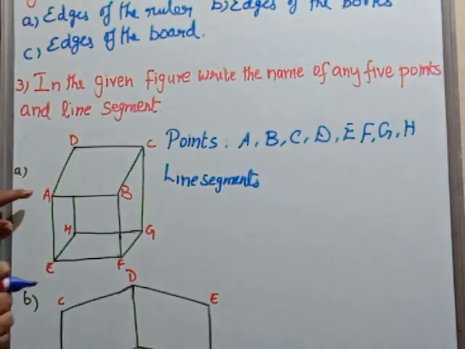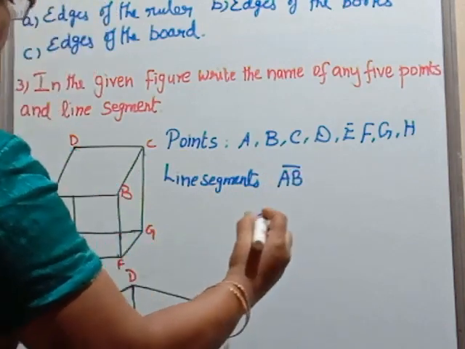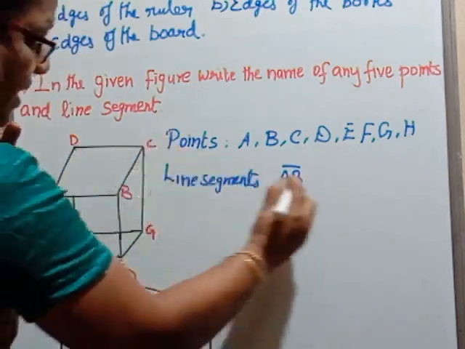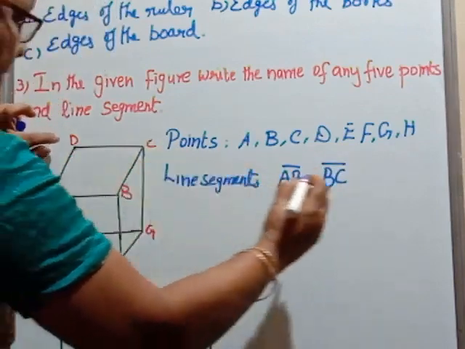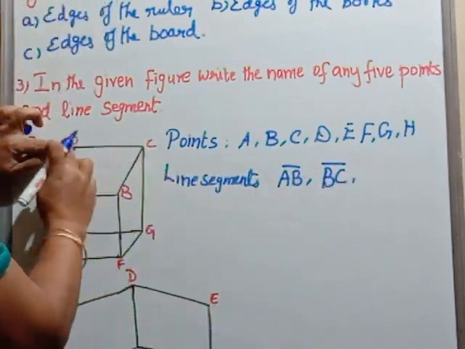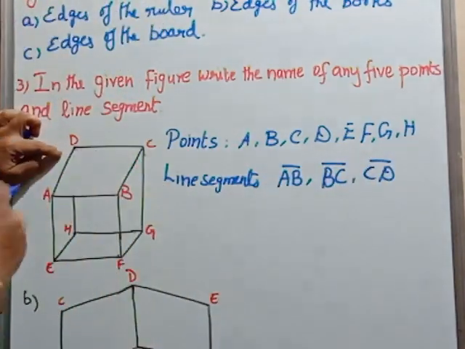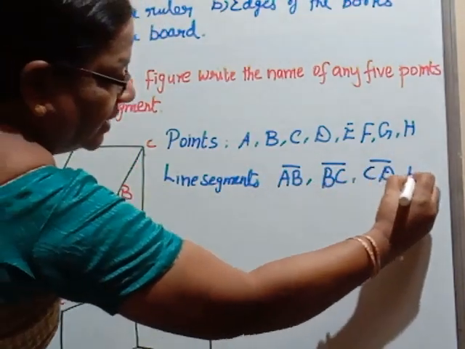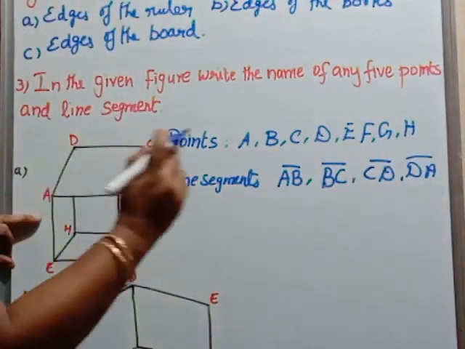What are the line segments? Here, AB is one line segment. Then BC is another line segment. Then CD is another line segment. Then DA is the other line segment. Now, you can write any example.